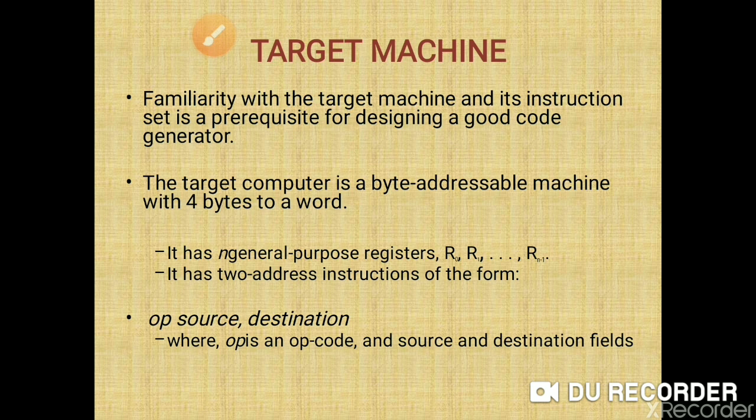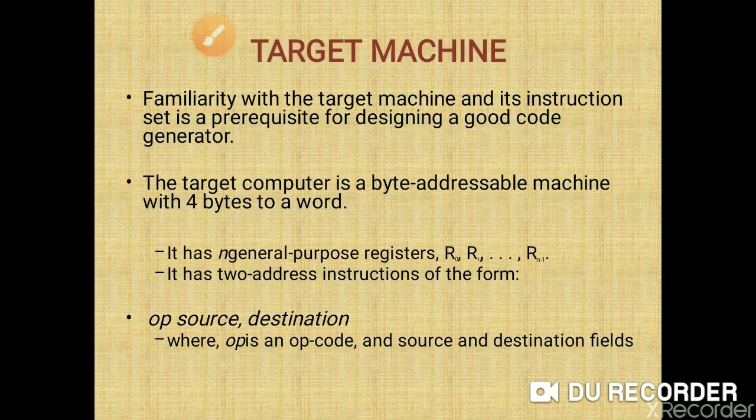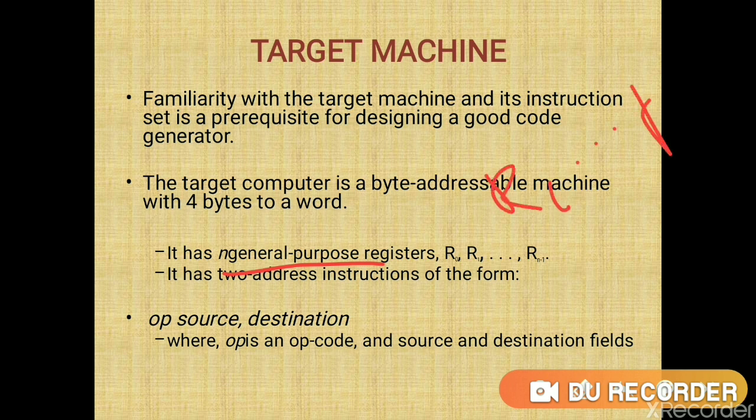So, first is the target machine. We have to be familiar with the target machine and its instructions for designing a good code generator. While generating the final code, it should be good, efficient, and not redundant. For that, you have to be familiar with the target machine model. This target computer is normally a byte addressable machine with 4 bytes to a word, and normally it contains n general purpose registers varying from R0 to Rn-1.